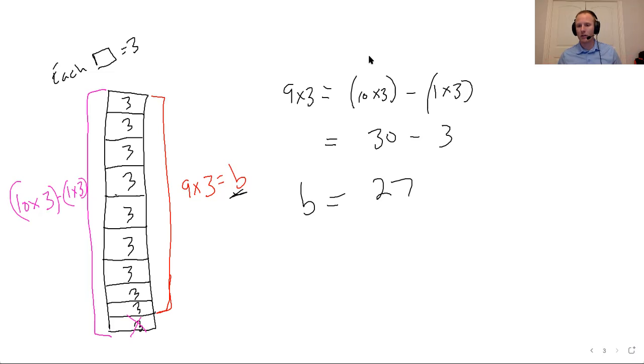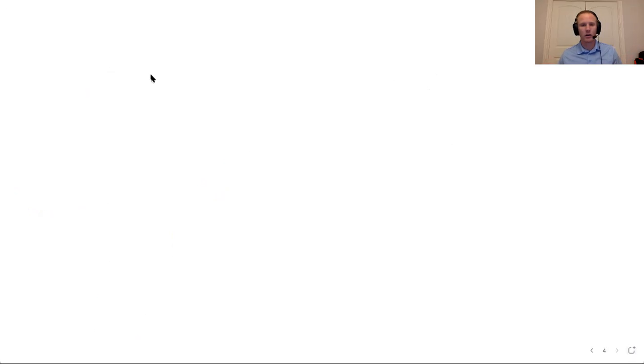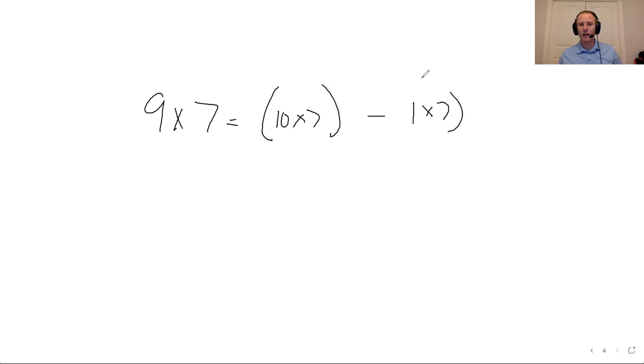I'll give you one more example and then I'll let you go work independently. I'm not going to draw the picture this time. This time I'm going to do 9 times 7. So I'm going to make that 10 times 7 minus 1 times 7. Again, I only need to figure out 9 times 7. That's all I need. But I can think about, well, what if I had 10 and then took one group away? Because that 10 is much more friendly than the 9.